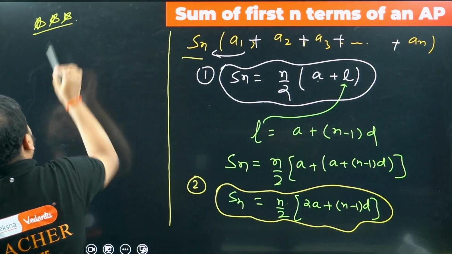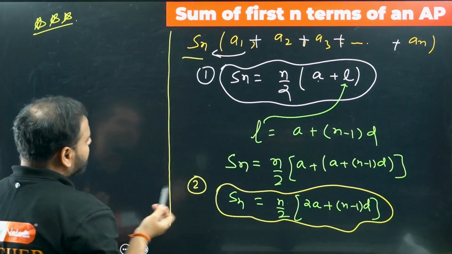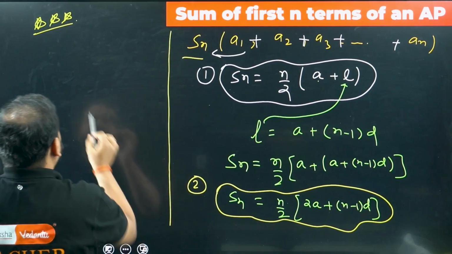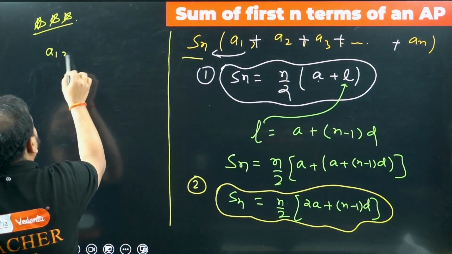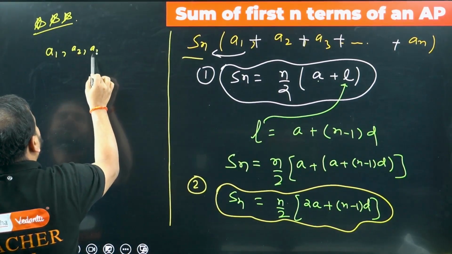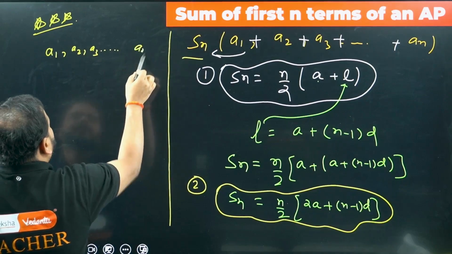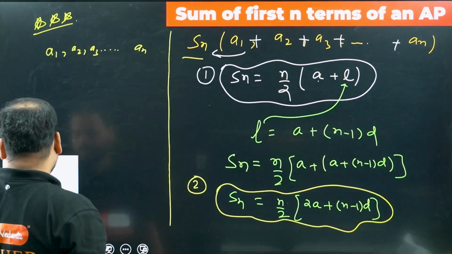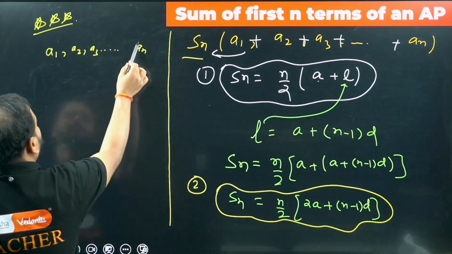And what is that, bacha? Please think about it. If I write this sequence again, a1, a2, a3 till an, okay? Now add all the terms from here to here.